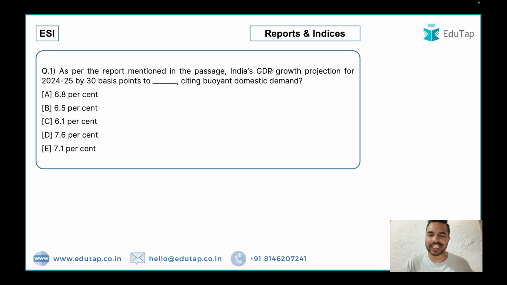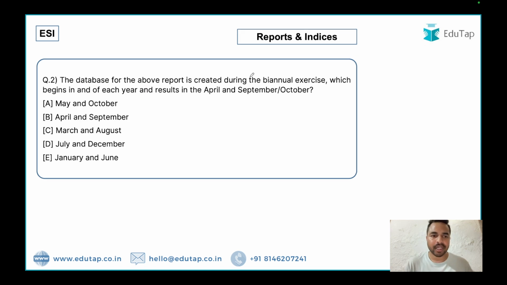So the very first question is, as per the report, India's GDP growth projection for 2024-25 is raised by 30 basis points, citing buoyant domestic demand. So you have to answer what exactly the right answer will be. As per our discussion on this report, we have seen that it is going to be 6.8% for 24-25, and that is the right answer to this question. Moving on to the next question.